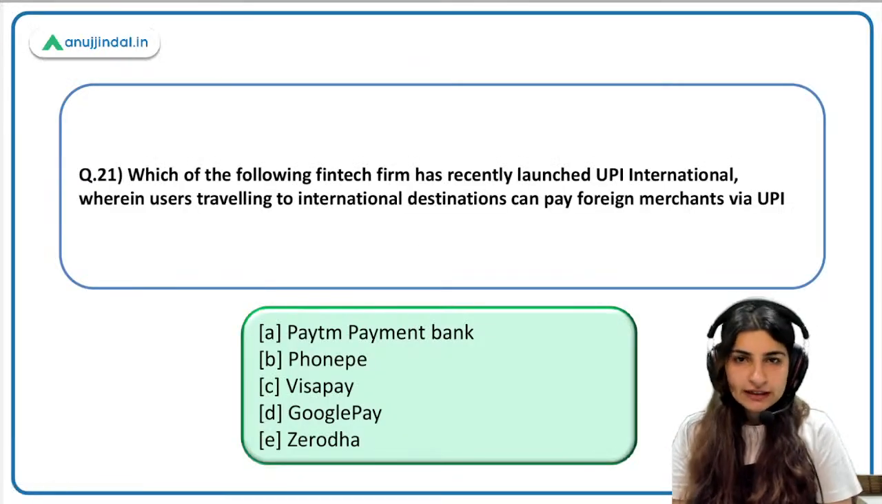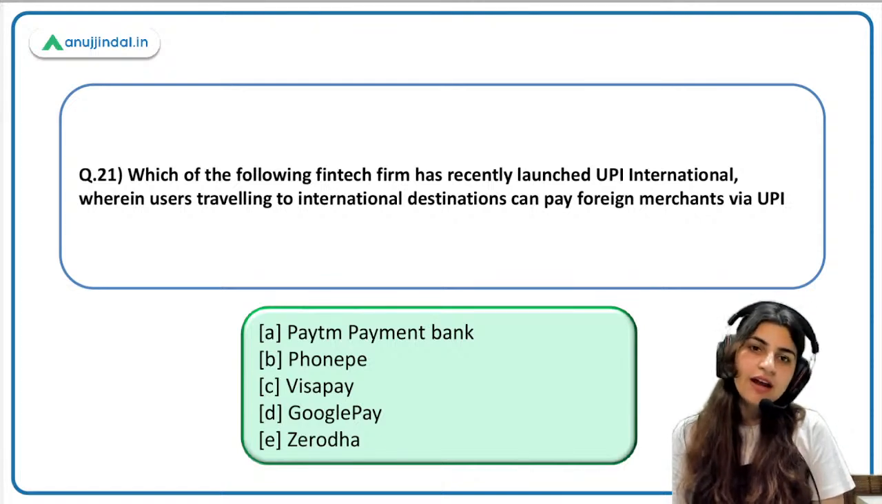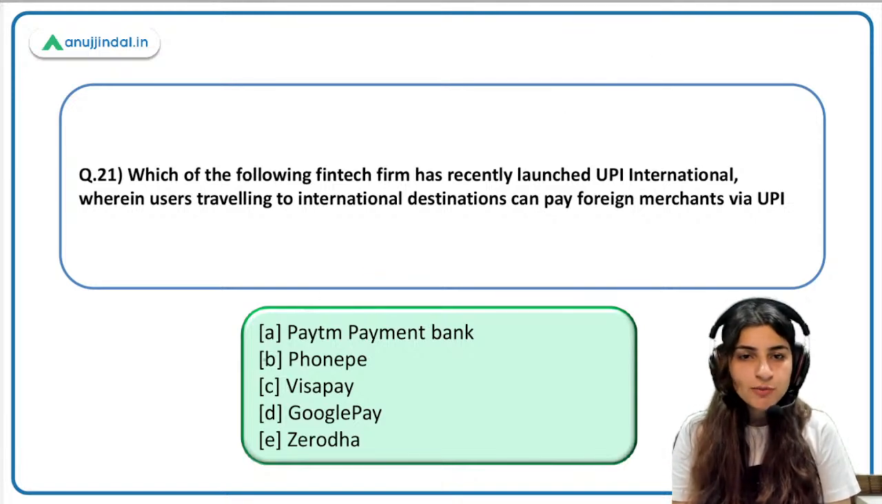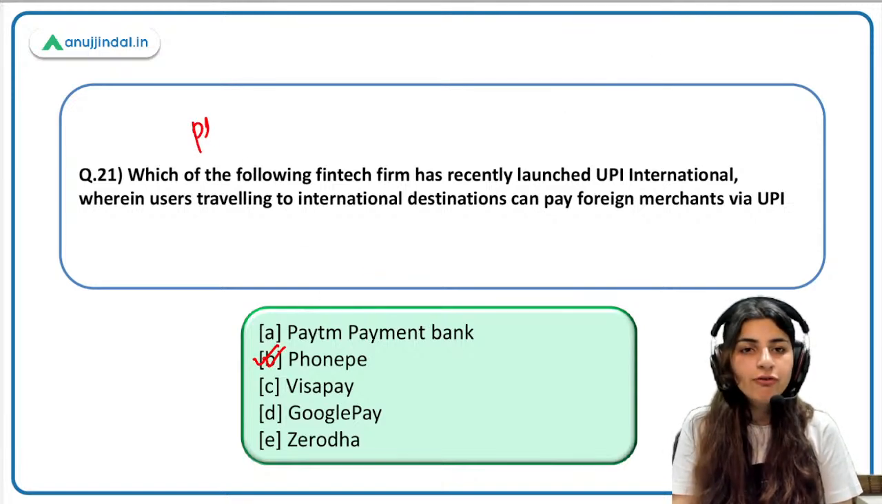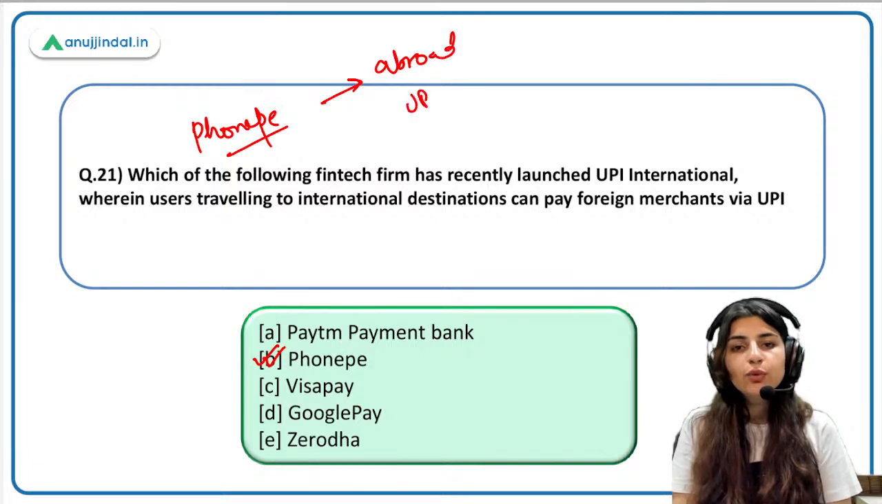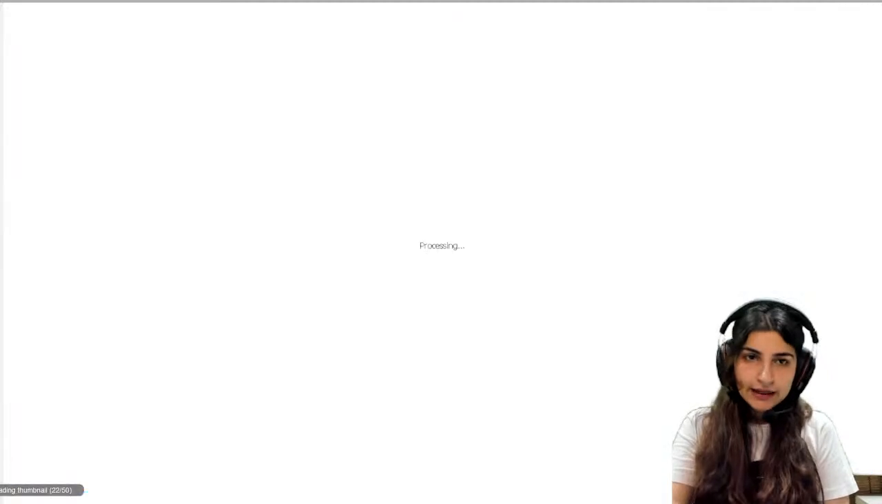Which of the following fintech firms has recently launched UPI International, wherein users traveling to international destinations can pay foreign merchants via UPI? So this was brought out by PhonePe, wherein if you are a PhonePe user and now you travel abroad, using UPI you can make international merchant payments online.